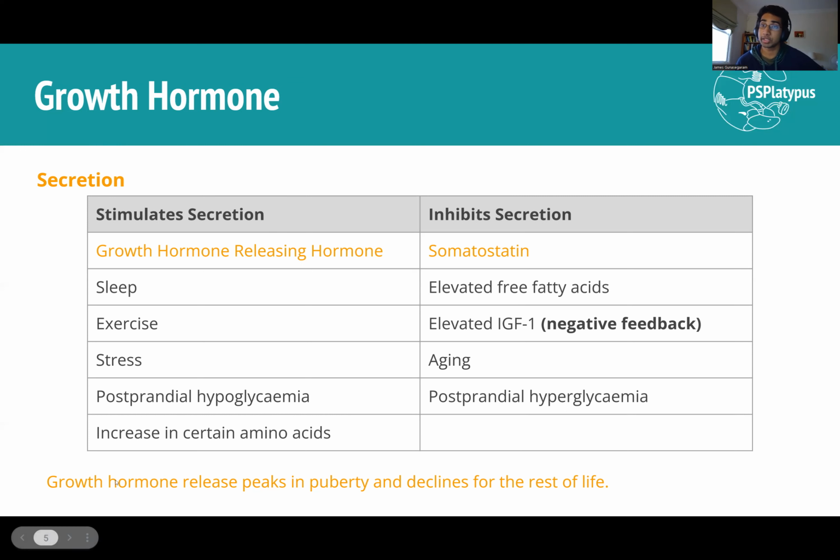So we get most of our growth hormone, or rather, we get the most growth hormone that we do get in puberty, and then it sort of decreases constantly until, well, finally end of life. It's most effective from 1 to 2 years to adulthood, basically, like 18, 21 years. And obviously that's the period through which you're actually growing.